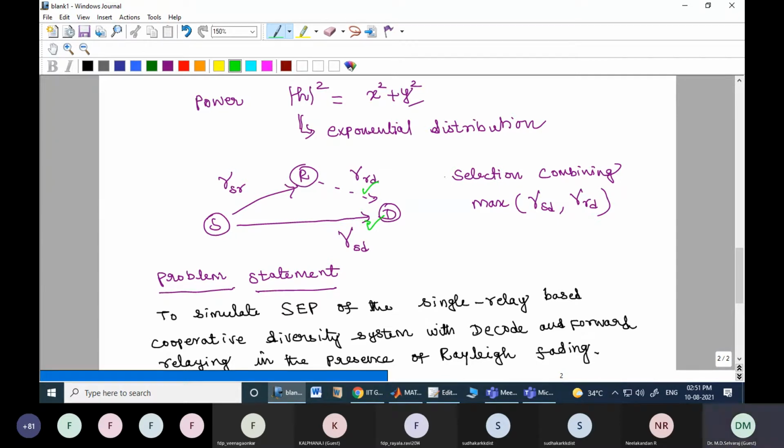So this method is called selection combining. This is conventional selection combining that I applied. Among the two SNRs, whichever is the maximum, I'll choose that particular link and decode the symbol which is coming in that link. That is how I decode the symbols.